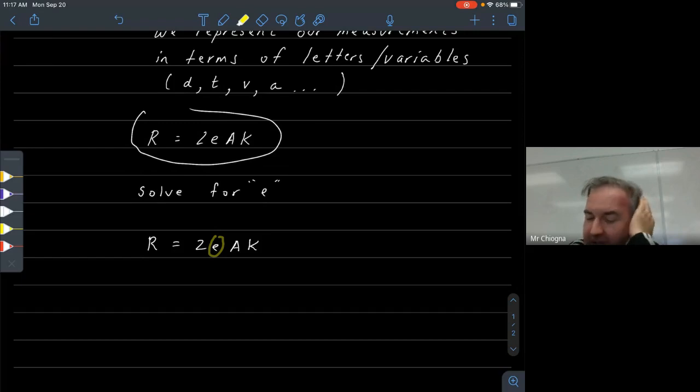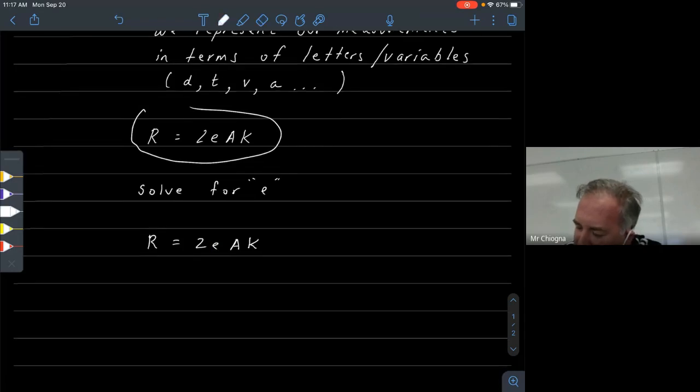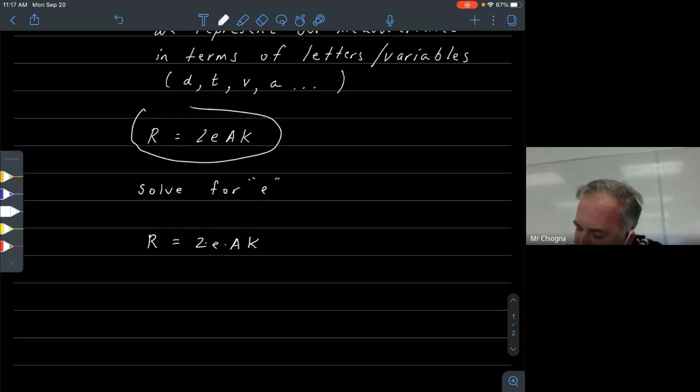Now notice these are all letters. We call them variables. They represent numbers. So whatever rules I use for numbers, I can use for the variables. So this is just a 2 multiplied with an E, multiplied with an A, multiplied with a K. I want to solve for the E. I'm going to do the opposite. If these numbers are multiplied with the E, to remove them, I do the opposite. I'll do it with the 2 first. I can do it one at a time if I want.